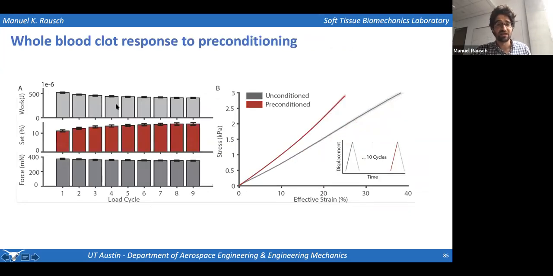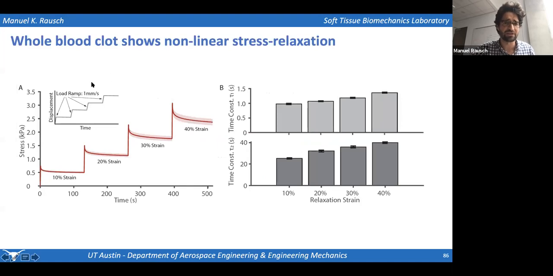Blood clot actually undergoes a preconditioning response, or sort of equilibrium. So if you cycle it 10 times, it turns out that it changes. And when we compare the first cycle to the last cycle, we find that blood clot after 10 cycles has become an essentially different material. So we've learned this about this material. And we also learned that blood clot actually shows nonlinear viscoelasticity in that the relaxation time actually increases with strain under this sort of stress relaxation test.